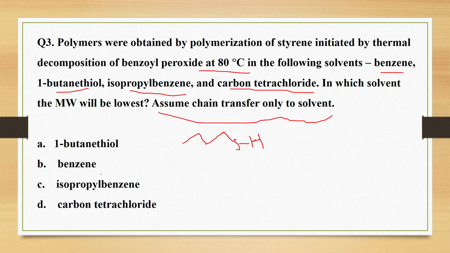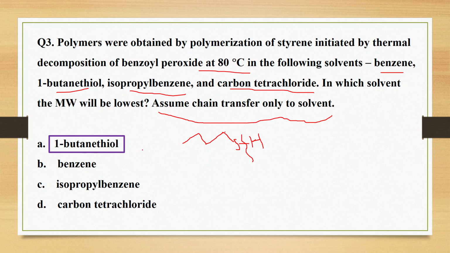Okay, so I have already written down the answer. The correct answer is 1-butanethiol, because the SH bond that you see is very much susceptible. Someone has written down carbon tetrachloride. Yes, carbon tetrachloride is also a bad solvent, because in that case also the transfer will happen.